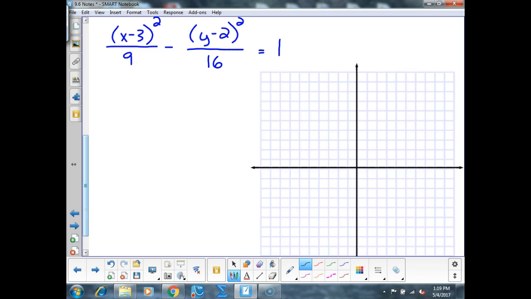So let's graph this hyperbola now. What do I start with? Graphing a hyperbola. Okay, where's the center? 3, 2. 1, 2, 3, 1, 2, center right there. Okay. Then what?